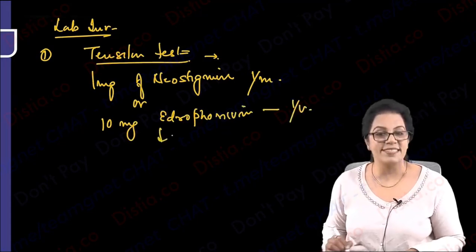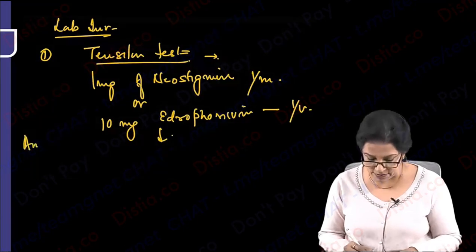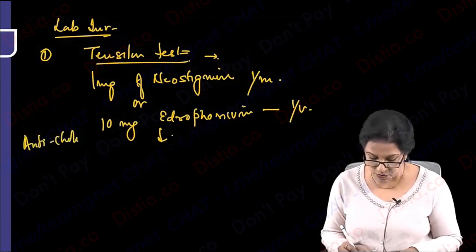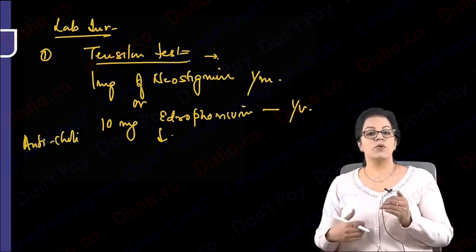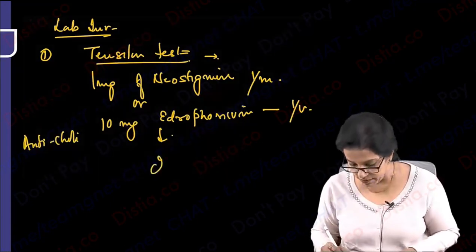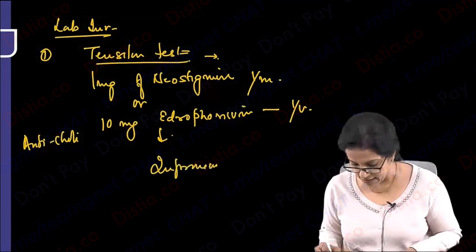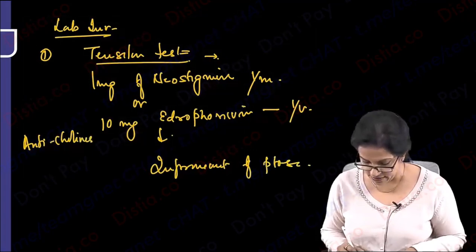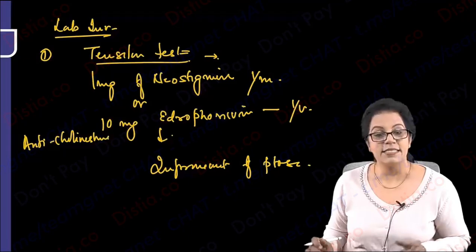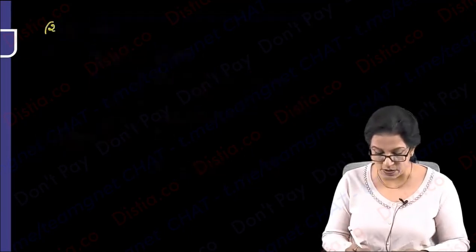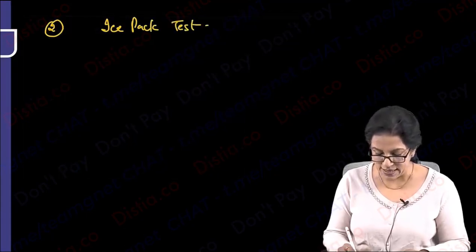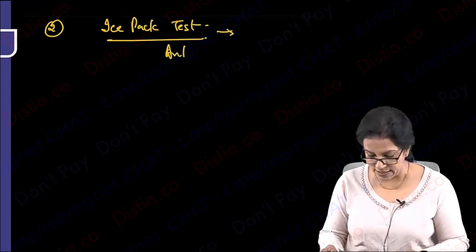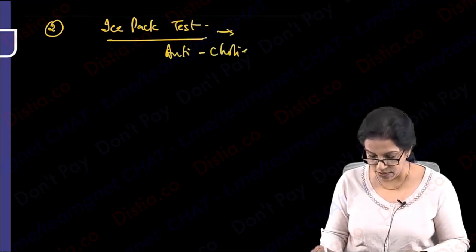What do you see after this? Because it's an anticholinesterase activity, therefore there will be improvement, right? So ptosis will improve. There will be improvement of ptosis. And the same anticholinesterase activity can also be achieved by the ice pack test. So this also acts as anticholinesterase, and therefore what happens? The ptosis improves.